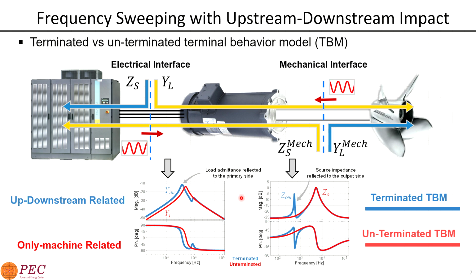In the bottom, the blue figure shows the result still with the impact of the downstream or upstream, and the red line is what we want, the so-called unterminated terminal behavior model.